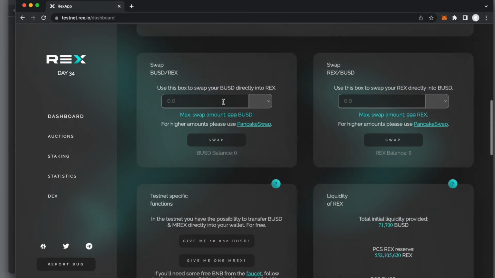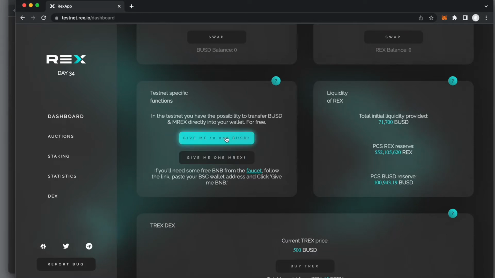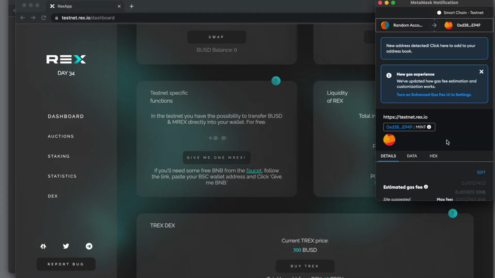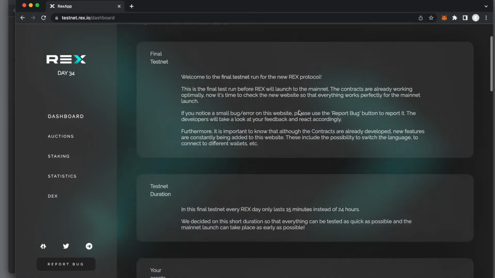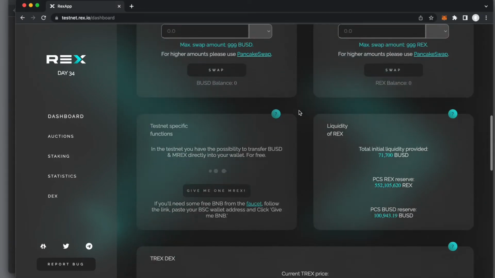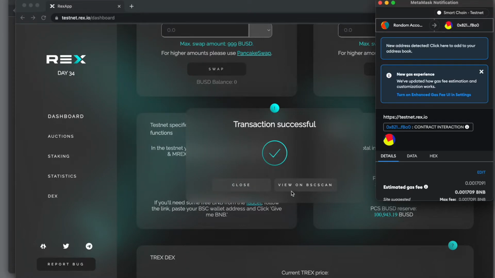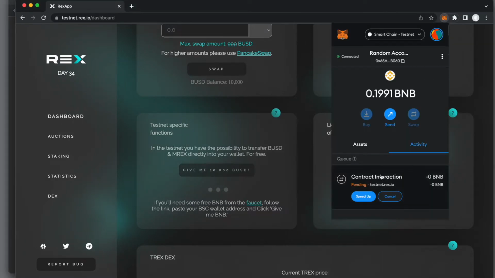I can get myself some BUSD somewhere probably. Oh yeah, I like the testnet because you just get free money. So if you go over here and confirm this, you can get some BUSD. So I just asked for 10,000 BUSD in this wallet. So let's wait for a second and we'll see it come up. I'm also going to ask for an MREX. Oh, but you don't need to watch me do that. I'll speed this up.